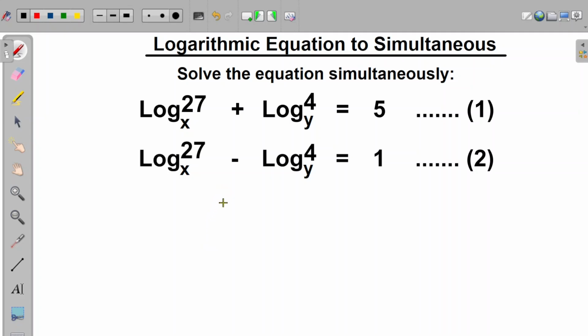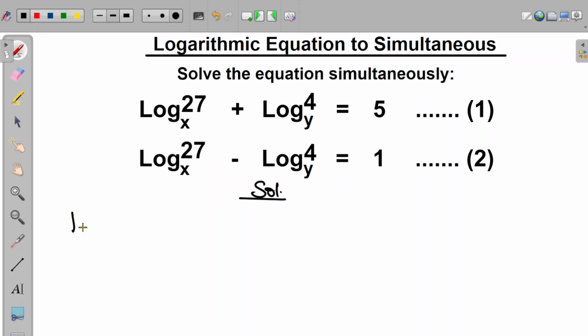In this video, we are asked to solve the equation simultaneously. Now, looking at the equation, if you look at the left-hand side, you will see that the expressions are the same, just that we have different signs or different operators for each of the equations. Now, to simplify these particular expressions at the left-hand side, we make some simple substitution.